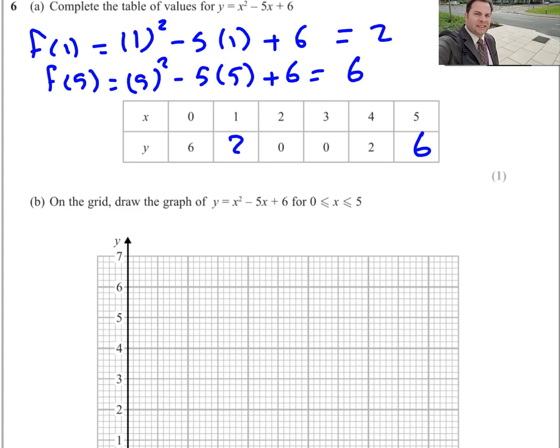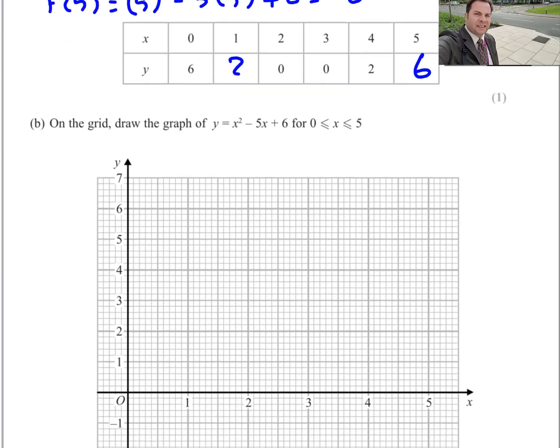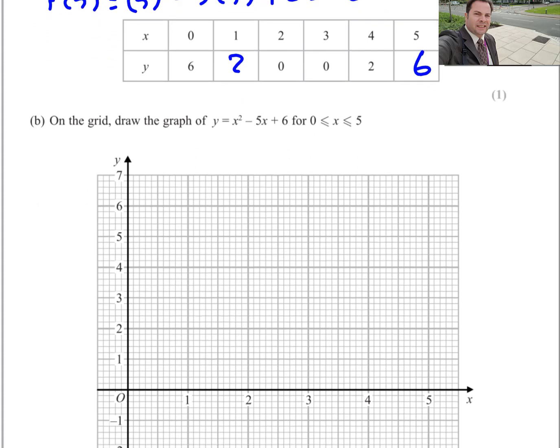In part B, on the grid, draw the graph of y equals x squared minus 5x plus 6 from 0 to 5. Let's start to plot the points. 0, 6, this is the first point. 1 and 2. 2, 0. 3, 0. 4, 2. 5 and 6.